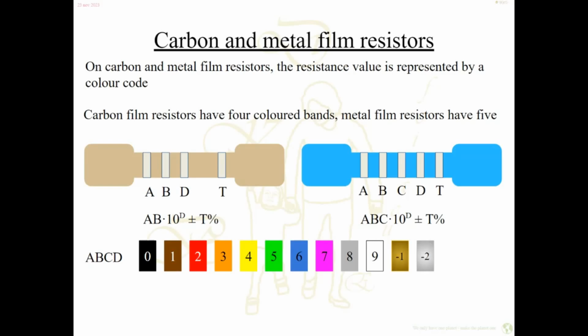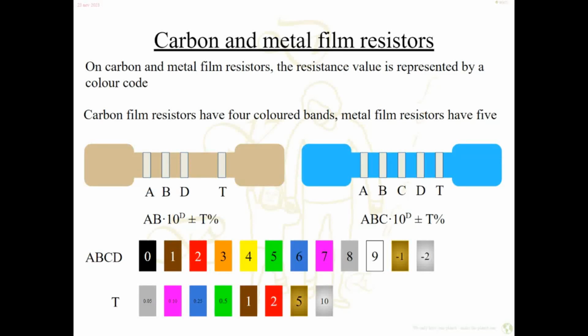Now, -1 and -2 you will only find in the D band, and 8 and 9 you will not find in the D band, just because it's not practical to make such high values of resistors. The T has slightly different color coding, although it's the same colors, but with different meanings. So a gray T band means a tolerance of 0.05%. A green T band means a tolerance of 0.5%, while a gold band means a tolerance of 5%.